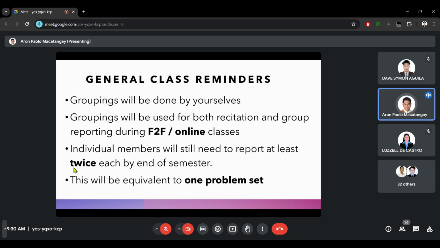Again, individual members still need to report at least twice by the end of the semester. If you report more times, then you of course get a higher grade. But twice should be the minimum. More than that is an advantage to you because that will be over the score, or it will appear as a bonus already for that individual. And this will be equivalent to one problem set.